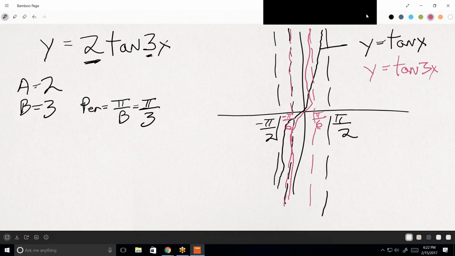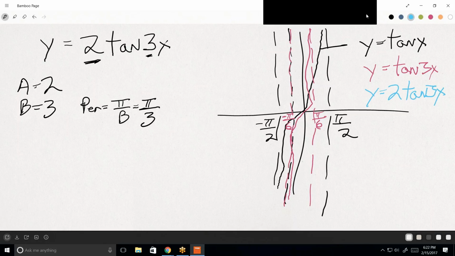Gotta have smooth hands to draw these. So you get the picture? Yeah. Okay. Now, in blue, I'm going to plot y equals 2 tan of 3x, which is a vertical stretch of the pink curve.